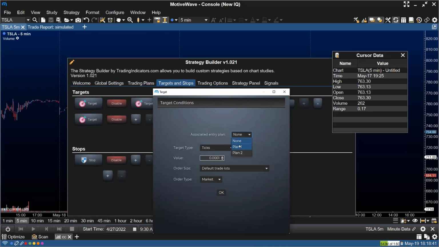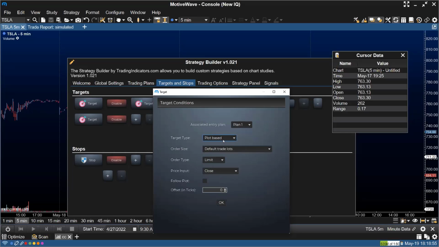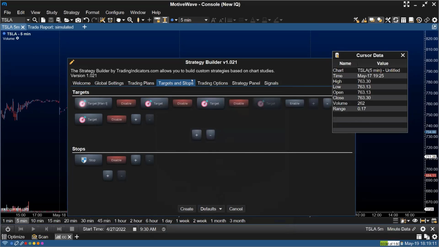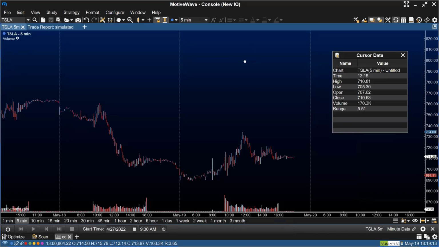So for example, if I wanted to say this target is associated with my plan 1 position, I'm then able to say if I want a dollar amount, percentage, or specific price-based target, I can have a market or limit order and base my target on a plot that's on the chart, like the high of yesterday or the week high, etc. And you can set the order size on a lot of different options: your percentage of your strategy, the percentage of your total account position, a specific quantity, etc. So without further ado, let's hop right into making our first strategy.